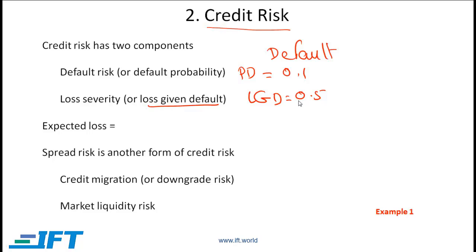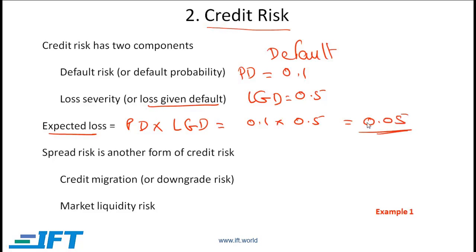This being 0.5 means that for every dollar in default, 0.5 will not be recovered, or that will be the loss. So the expected loss is the probability of default multiplied by loss given default. In my simple example, that would be 0.1 multiplied by 0.5. So this is going to be 0.05. So for every dollar invested, the expected loss is 5 cents given this probability of default and this loss given default. Spread risk is another form of credit risk.